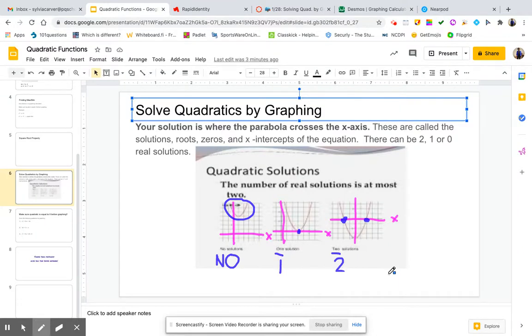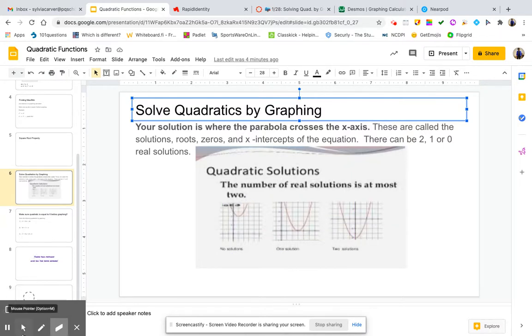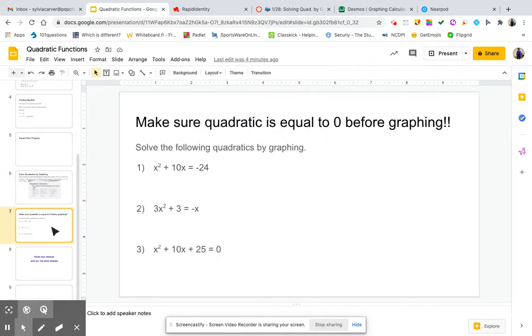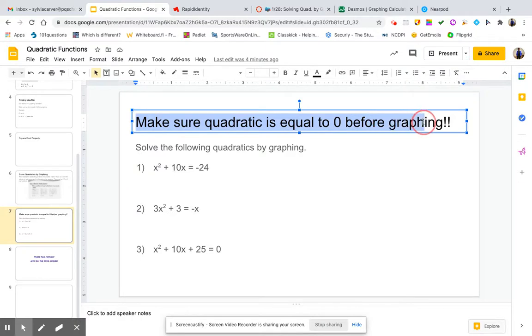So your solution is where the parabola crosses the x-axis. It can cross not at all, it can cross once, or it can cross twice. So let me show you how it's real simple. Just put it in Desmos and get your answer. Before you just put it in Desmos, though, you have to make sure your equation equals 0. So this is very, very important. Before you just do your thing and graph it, which I don't mind, make sure your quadratic equation is equal to 0, and you would graph that part of the quadratic equation.